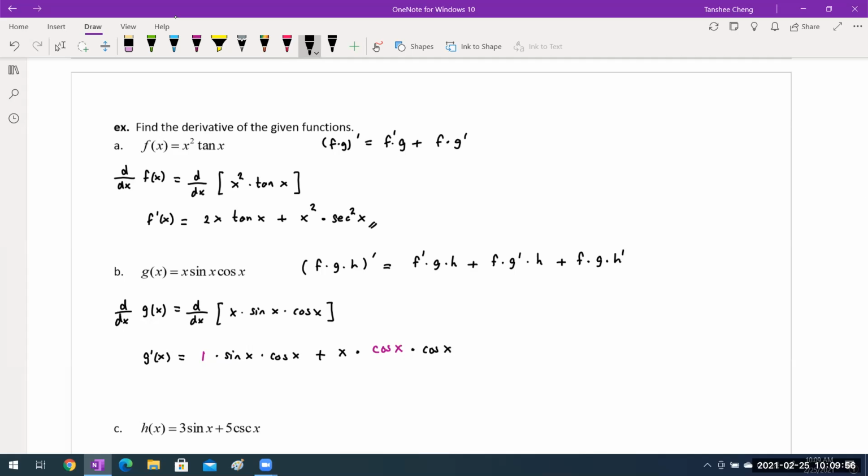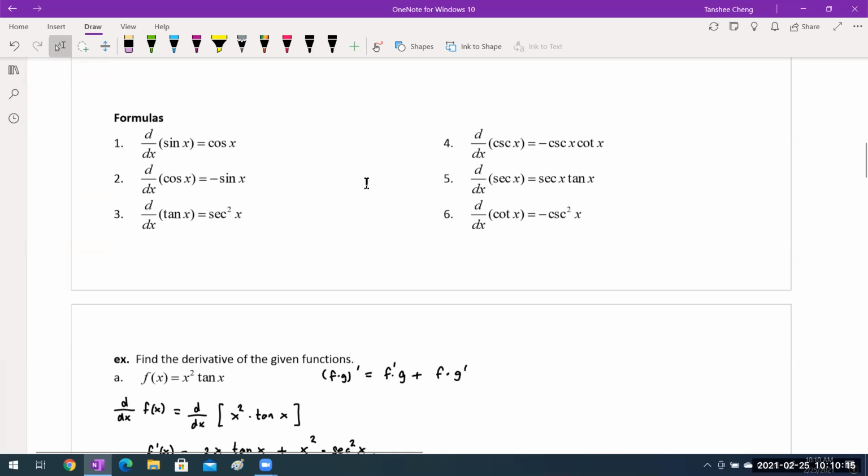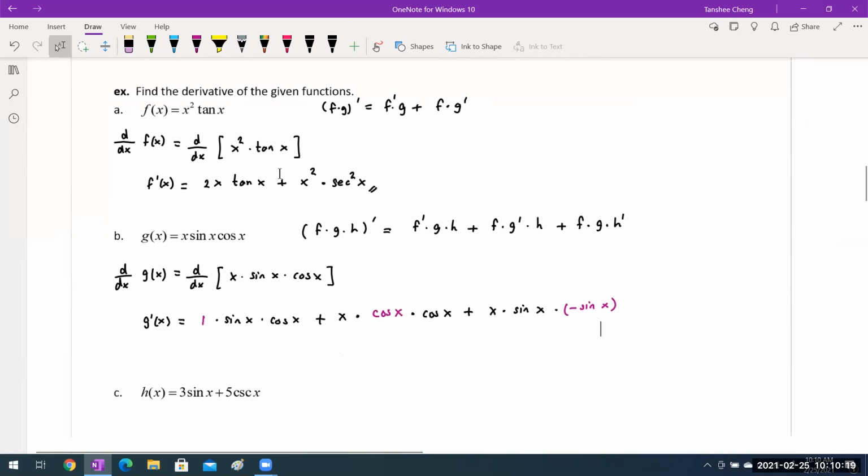And then lastly, I'm going to take the derivative of the last factor. So the first factor times the second factor times the derivative of cosine x. That gives us negative sine x. You need to remember the formulas to go smoothly. So look at the formula whenever you need it, until you feel comfortable not making mistakes.